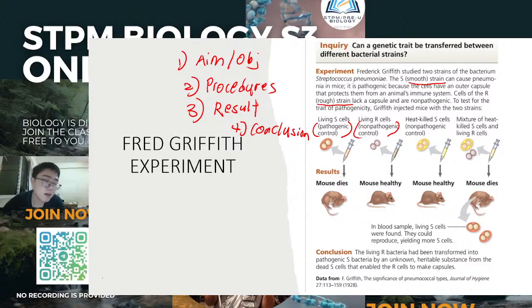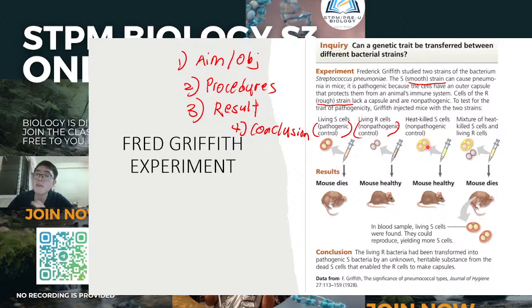It will directly die. And then if the mouse is injected with the non-pathogenic cells, the mouse remains healthy. It will not die.